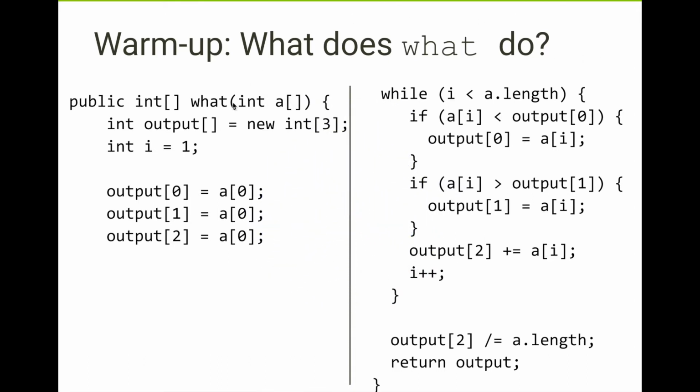It takes as an input parameter, as an argument, an array of integers. How large? We don't know. And the output is also an array of integers. How large? We don't know. So let's take a look. First line, hey, you know what? It creates output of size 3. Awesome. Then we use a fancy I variable because I is great.